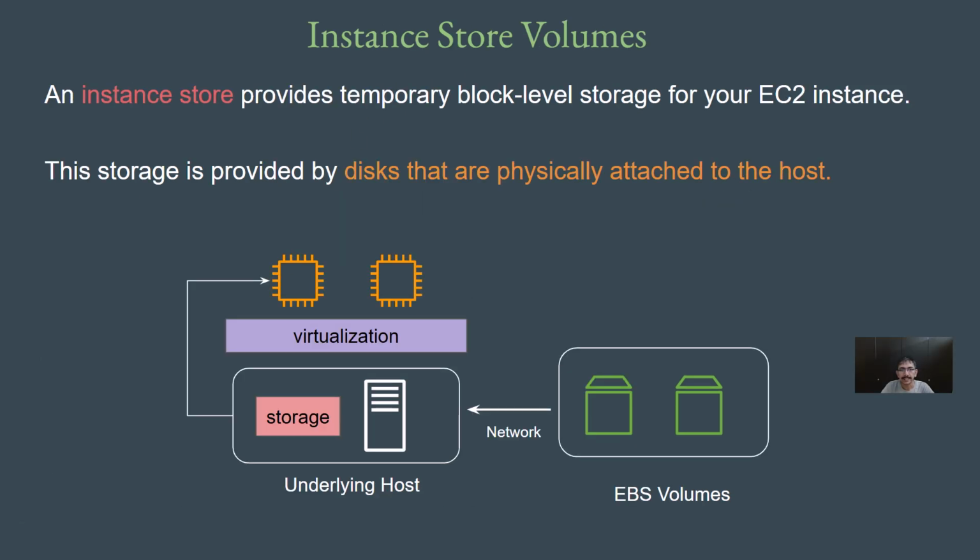Now, when we discuss instance store volumes, what happens is that the server on top of which you have virtual machines running will also have some form of storage. So instance store volumes are basically the storage associated with the underlying host, and you mount that storage to the EC2 instance over here. So this storage is provided by the disks that are physically attached to the host.